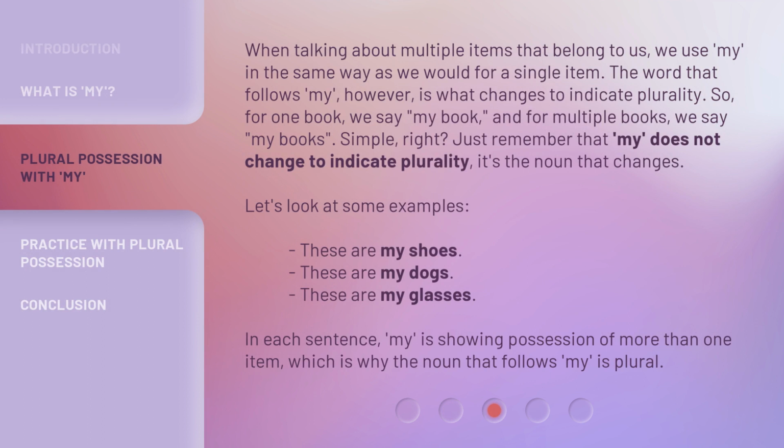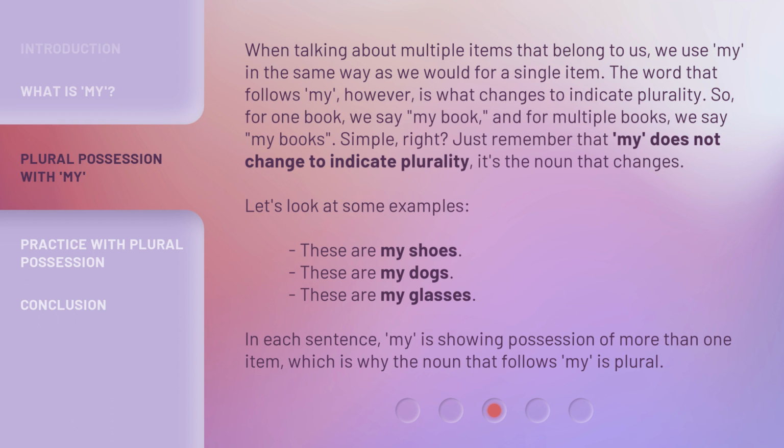When talking about multiple items that belong to us, we use my in the same way as we would for a single item. The word that follows my, however, is what changes to indicate plurality. So, for one book, we say, my book, and for multiple books, we say, my books. Simple, right? Just remember that my does not change to indicate plurality. It's the noun that changes.